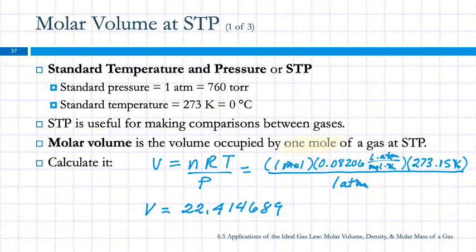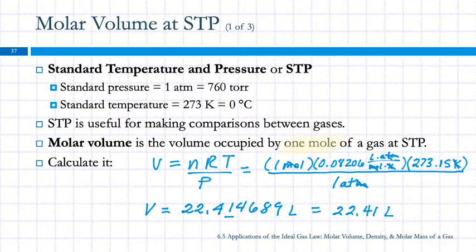Is the ideal gas constant an exact number? No, it isn't. It could be written with more significant digits, but 4 is plenty for most purposes. So this is what's going to limit the sig figs here, liters. As we calculated it here, we're going to get 22.41 liters, the volume of 1 mole of gas. 1 mole of what kind of gas? Any gas.